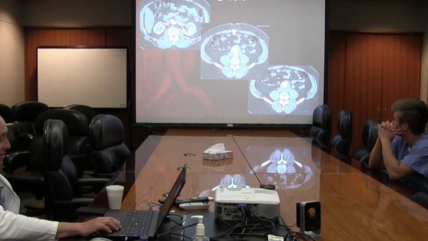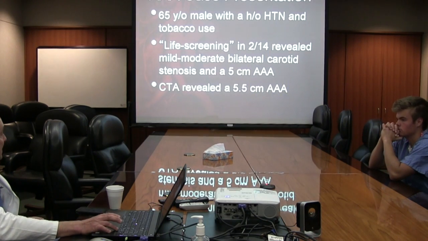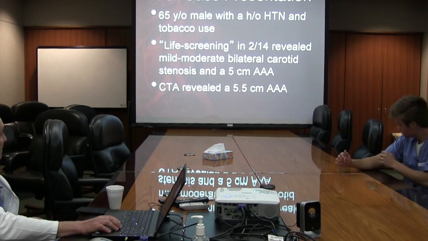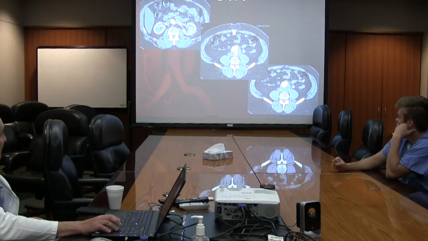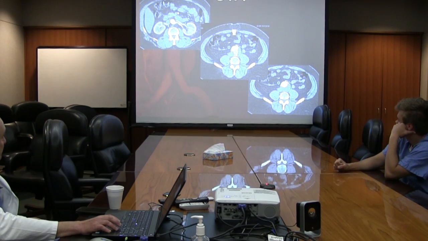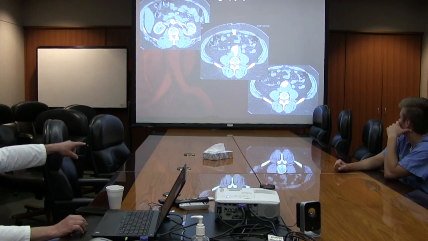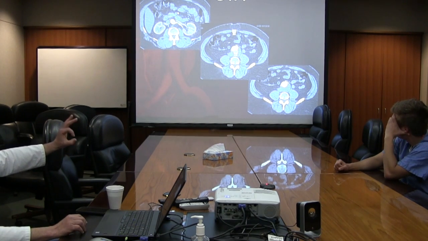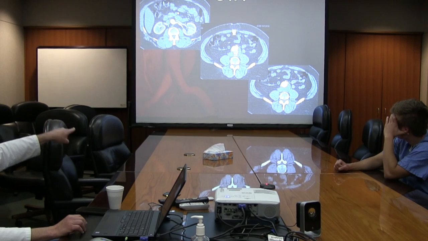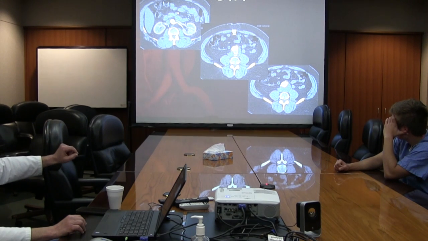This is a patient who was completely asymptomatic, had life screening, and had a 5 centimeter aneurysm. Here's a CT scan. I think it says 55.8 millimeters. What you see there on the bottom right is the aneurysm. The white is the blood flow. The dark gray is thrombus.